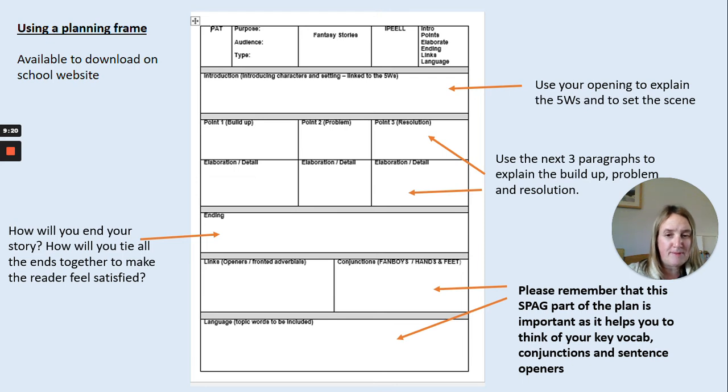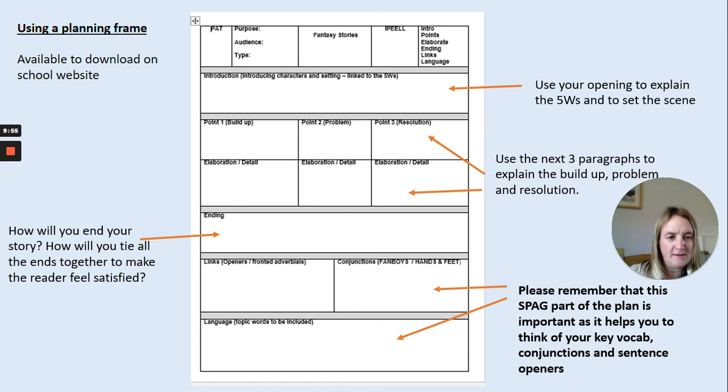Remember, the bottom half of the plan is just as important, as it helps you think of your key vocabulary, the language, your conjunctions. Remember the fanboys: for, and, nor, but, or, yet, so. The hands and feet: however, although, nevertheless, despite, since, furthermore, eventually, even though, though. And those openers, so you don't start your sentences all in the same way.